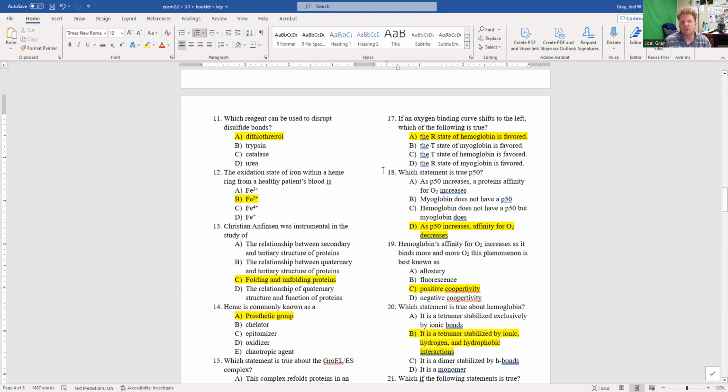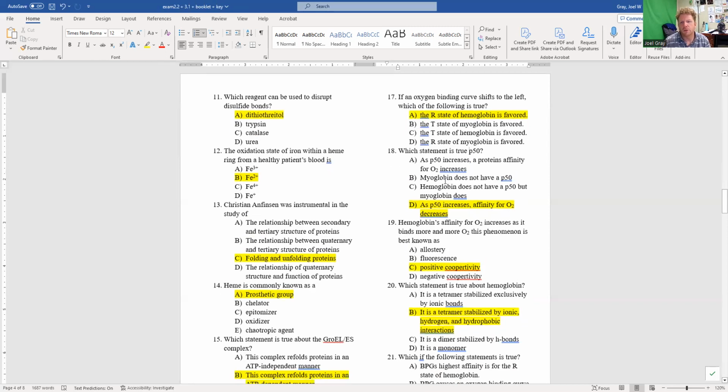Number 18, which statement is true of P50? A, as P50 increases, a protein's affinity for O2 increases. Backwards. B, myoglobin does not have a P50. That's untrue. C, hemoglobin does not have a P50, but myoglobin does. And D, as P50 increases, affinity for O2 decreases. That is a true statement. So as P50 decreases, affinity for O2 increases.